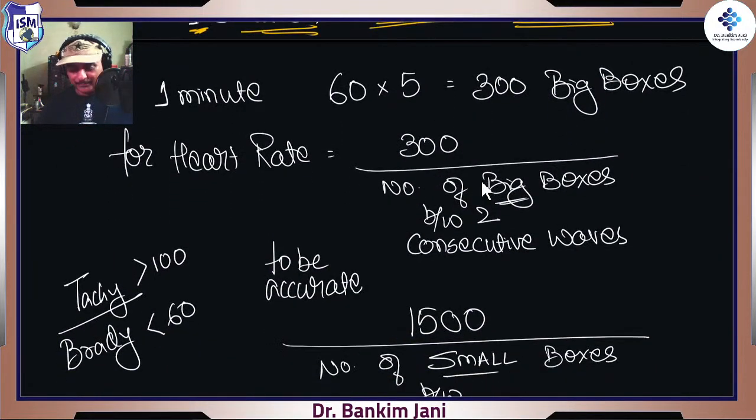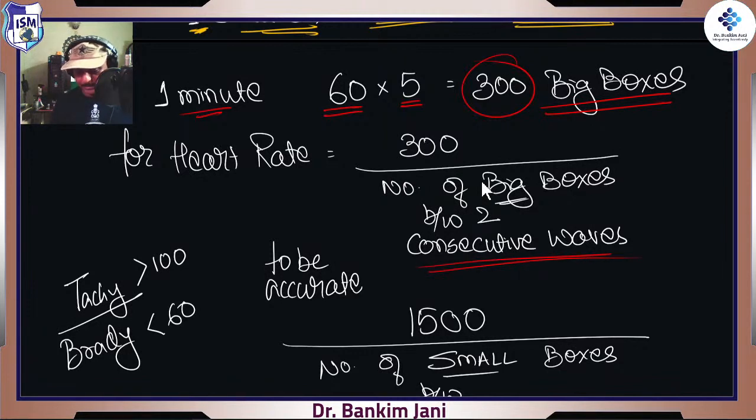The importance of it: 1 minute has 60 seconds. In 60 seconds, every second, 5 big boxes are moving. So a total of 300 big boxes would move in 1 minute. So for heart rate, what will we do? 300 divided by the number of big boxes between two consecutive waves. To be accurate, wait.